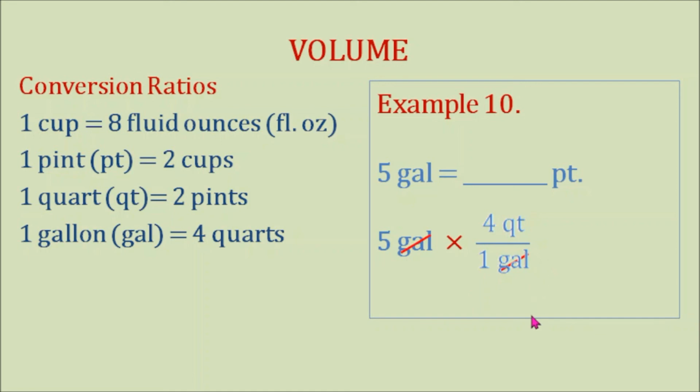Again, we need a conversion factor that converts quarts to pints. And we need the one that shows quart on the denominator. And that's 2 pints over 1 quart. Now this quart cancels out. So that means 5 times 4 times 2, and that's 40.